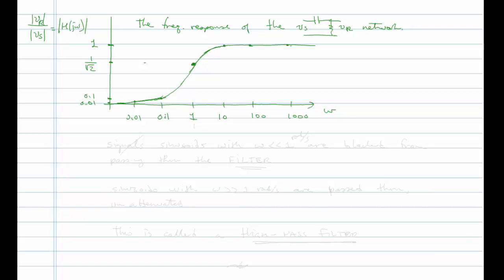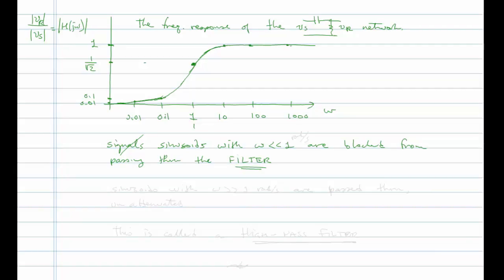And what this tells us is that if you excite this network at the input of this two-port network, with an input port and an output port, frequencies that are much lower than 1 are filtered out. So signals, or sinusoids, with omega much less than 1 are blocked. Right? They're blocked from passing through, and I'll call this a filter.